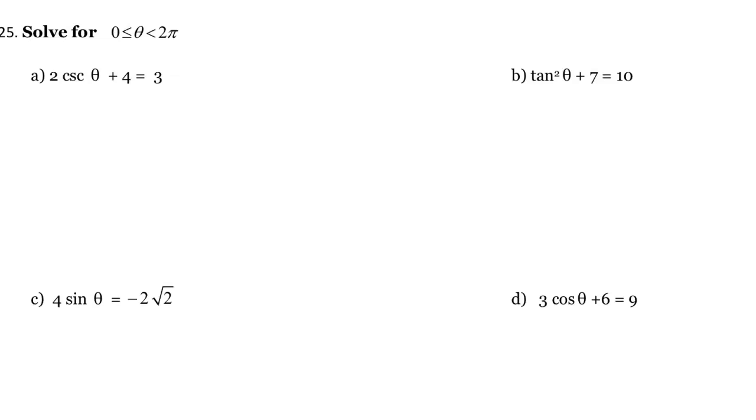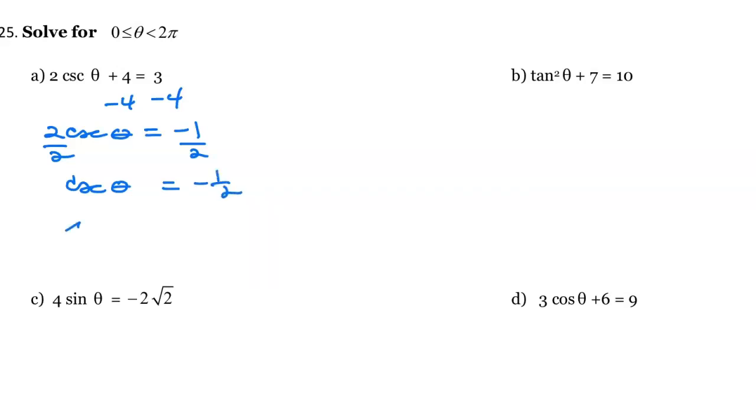Okay, in this video, we're going to go through problem 25 on the final review. And so I see, for 25A, I have the following. It says 2 cosecant theta plus 4 equals 3. I would instruct you to move the 4 over and then rewrite your problem. So you've got 2 cosecant theta equals -1. At this point, divide both sides by 2, and you have cosecant theta equals -1/2.